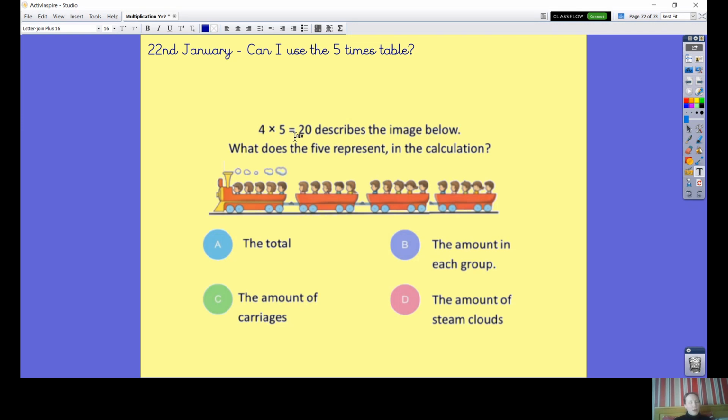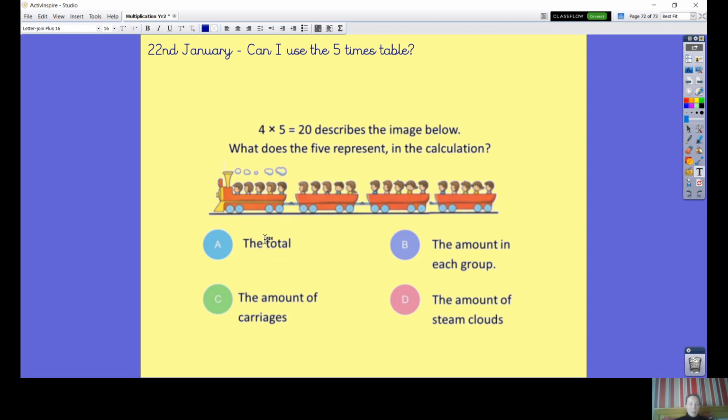4 times 5 describes this picture. But think about that 5. What does that 5 mean? Is it the total, the amount of carriages, the amount in each group, or the amount of steam clouds? Have a think.